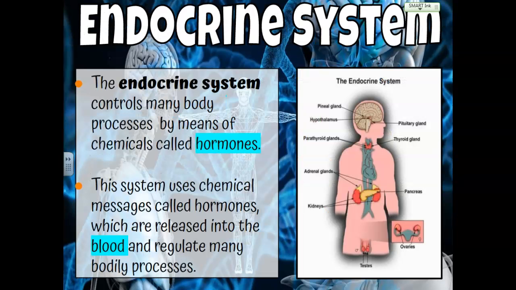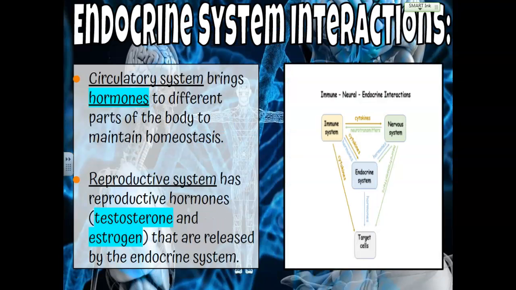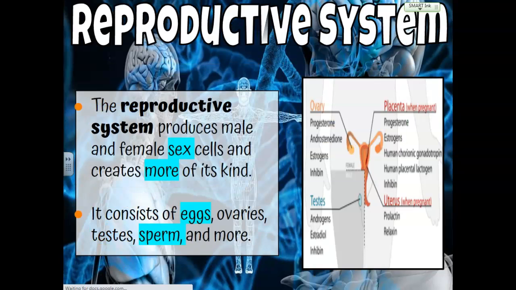Endocrine system is your system of hormones. Hormones are needed to keep a balance inside of our bodies, okay? It regulates many things inside of us. So these chemicals are hormones inside of our body, and they are released into the blood and help keep us balanced. It interacts with the circulatory system because the blood brings those hormones to different parts of the body, and also the reproductive system because there are reproductive hormones. So men have testosterone, females have estrogen, and those are released through the endocrine system.